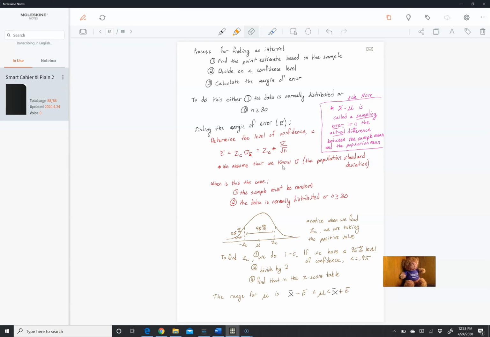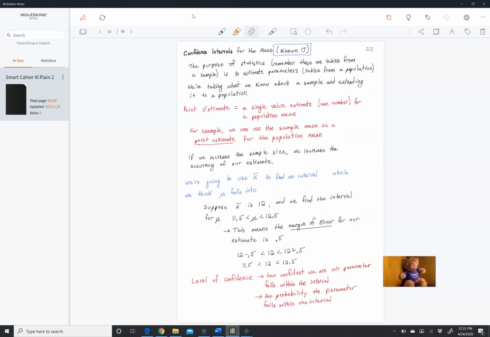I'm going to box this again because everything that we did, if we do not know the population standard deviation, this is a completely different process, okay? So that's why I'm boxing it, because it's super important. Okay, and that's why it's in the title here, because if we don't know the population standard deviation, everything changes. And that's what we'll talk about in the next lecture. Okay, that's it.